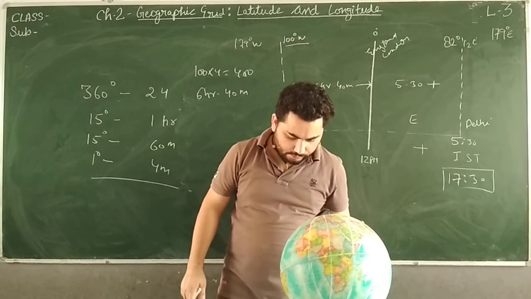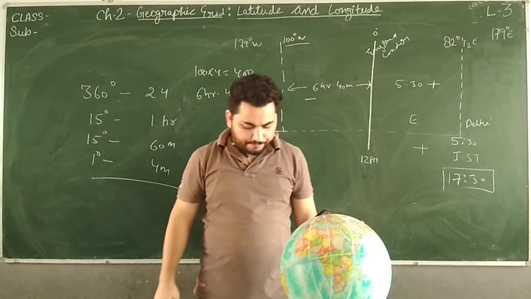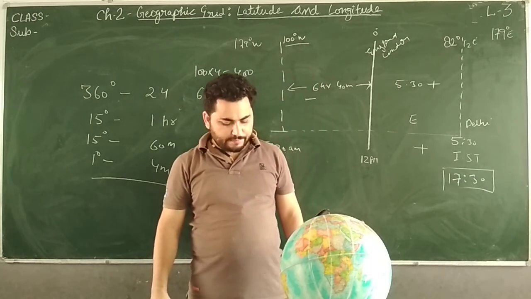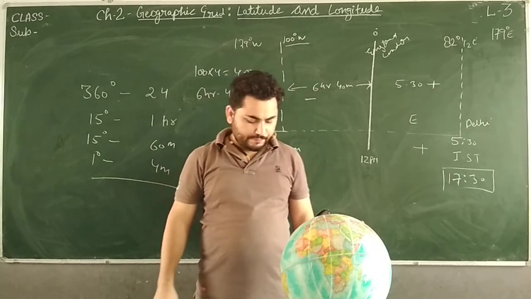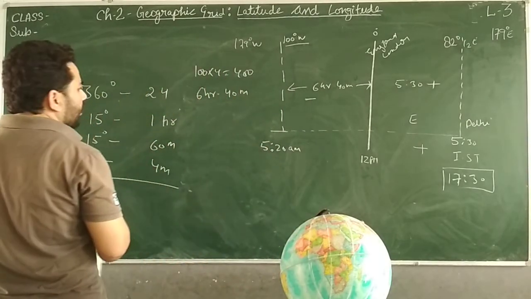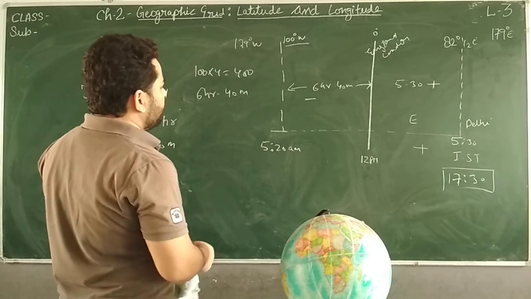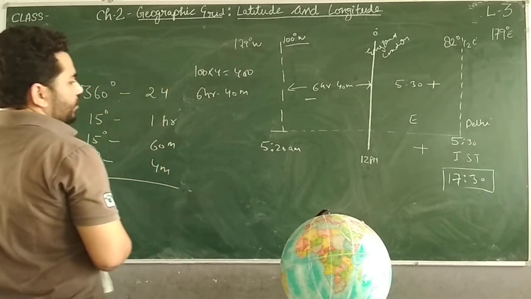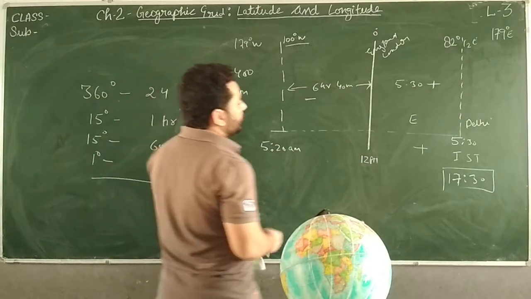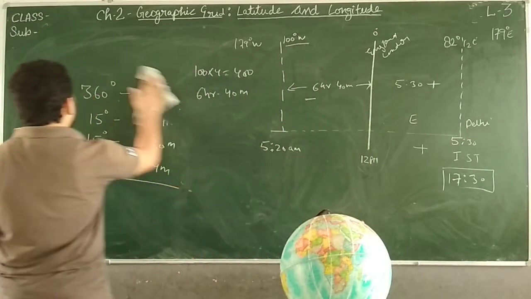So this is how we calculate time. Now we will study local time, time zones, standard time, and Greenwich Mean Time. What is local time and what is standard time? And what is GMT? The time at England is called GMT. Let me draw it again.